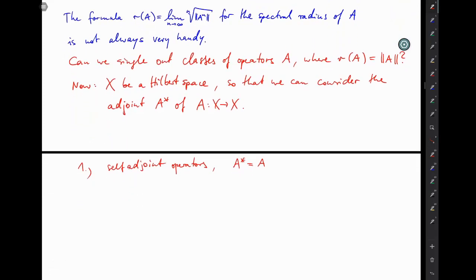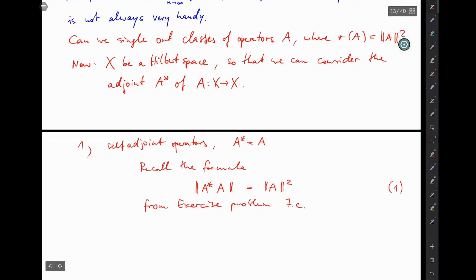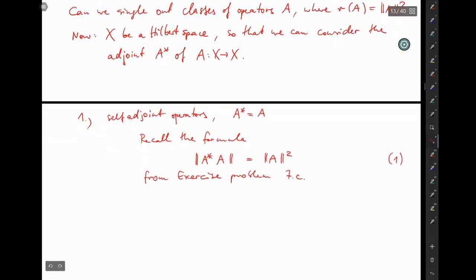And we want the adjoint because we want to work with the following formula. The norm of A star times A is the norm of A and then squared. The square is outside. And let's label that one with number 1. And we know it from one of our exercise problems. Okay, and now let's try and play around with that formula 1. And at the same time we have the condition A star equals A.